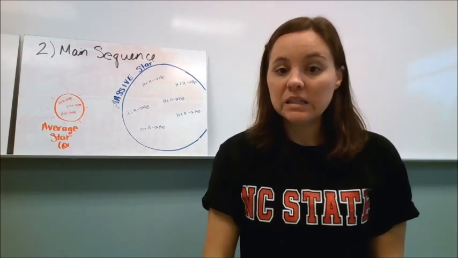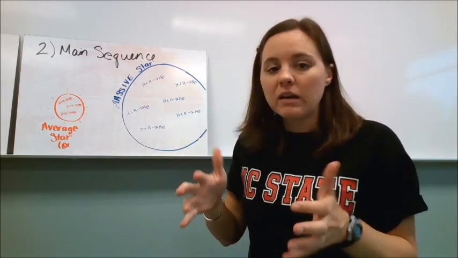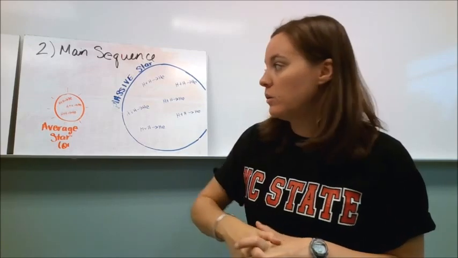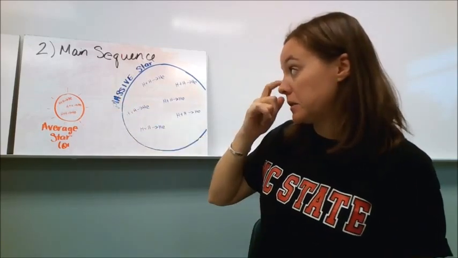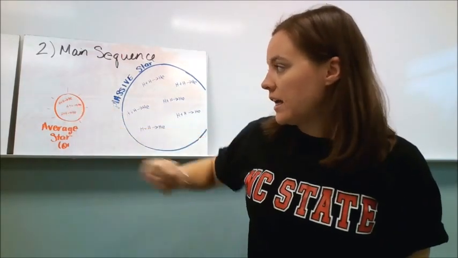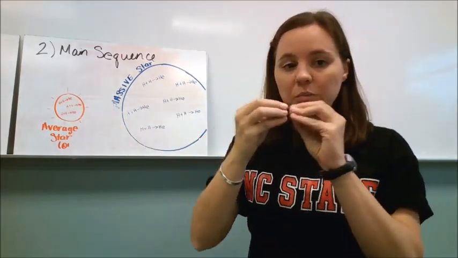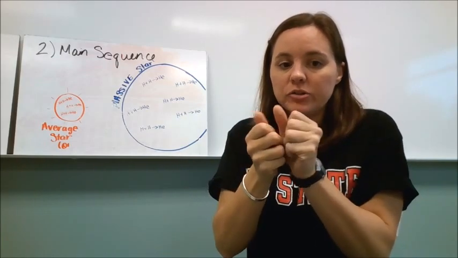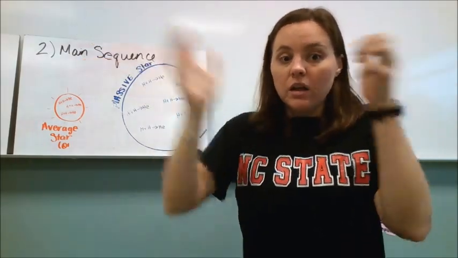So, in a main sequence star, if an average amount of gas and dust got pulled together, we would end up with an average star, like our sun, where we have fusion going on in the center, and gravity is pulling the core together, but all that energy being released from fusion is pushing out.